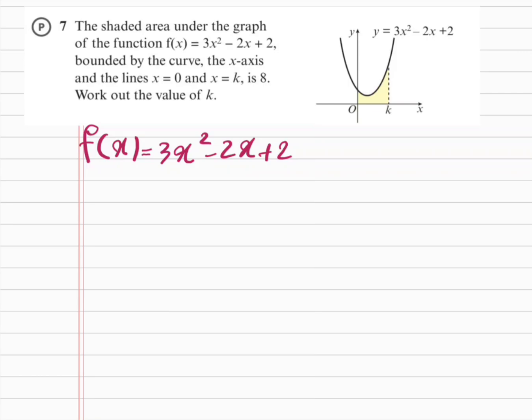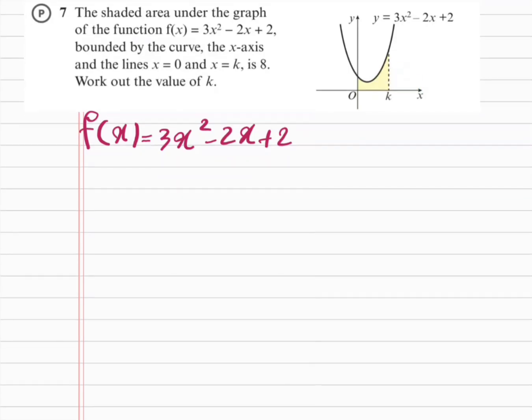And so the graph of this function is bounded by the curve, the x-axis and the lines x is equal to 0 and x is equal to k, where the area is equal to 8. So the area bounded is equal to 8. So the area of the shaded region is 8 in this case. We want to find the value of k, so k is here.